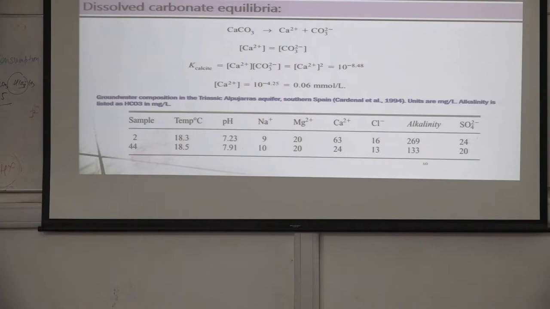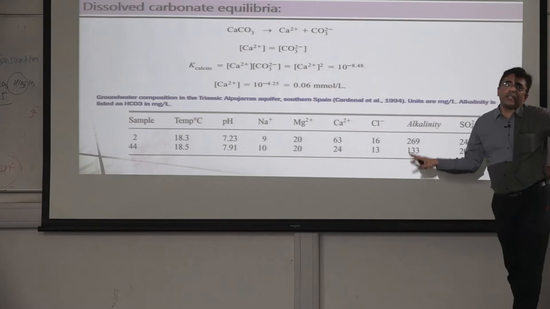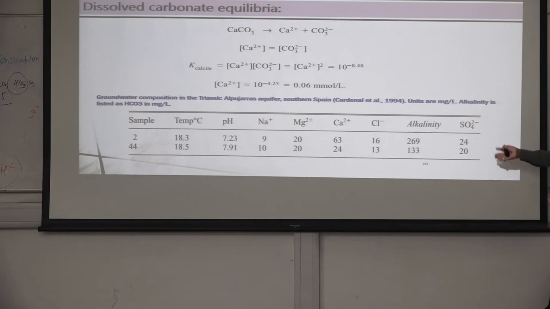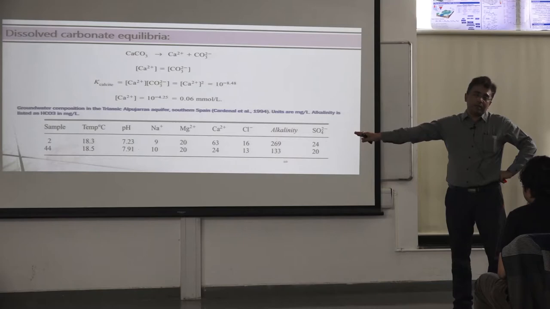So we can definitely say that there is carbonate weathering affecting this groundwater chemistry. Calcium is higher and alkalinity is also higher, because the rock has broken down and given rise to calcium as well as carbonate. That means carbonate rock has been broken down and has given calcium ions and carbonate alkalinity to the water. As simple as that, right?